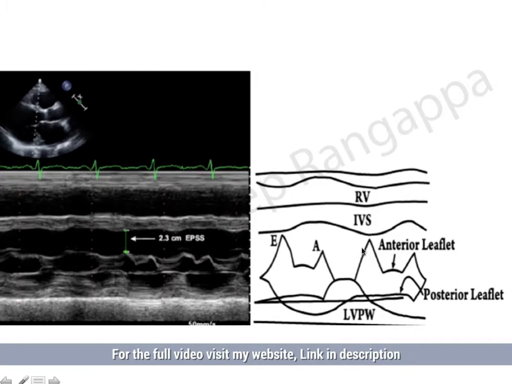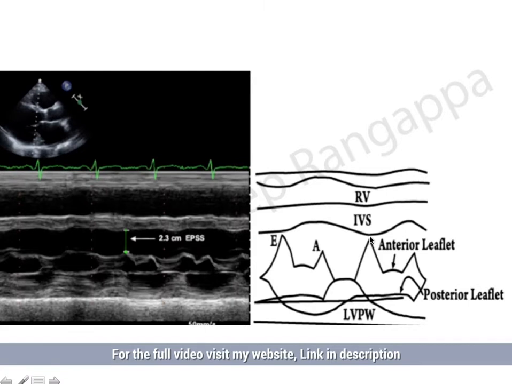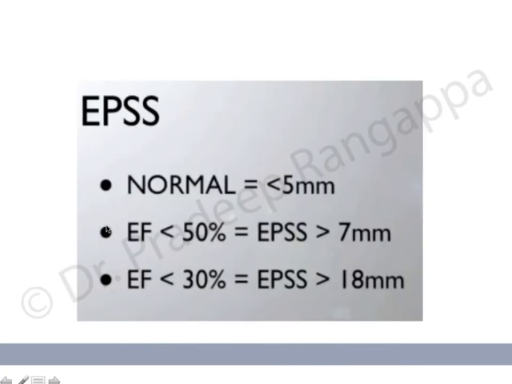So here, you would see that the mitral valve is approximating very well. So your LV function is very good. So here it is not approximating. So here there is severe LV dysfunction because 2.3 centimeters is very large. So 18 millimeter is our upper limit. I'll show you the values. So these are the values.